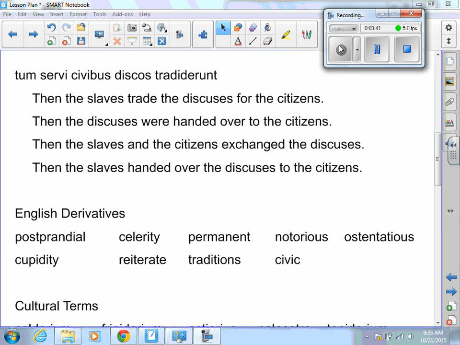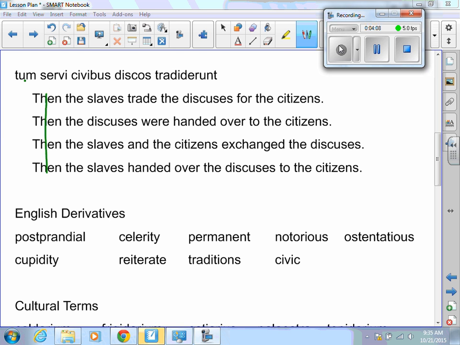There are several questions where they're going to give you the Latin sentence, and they're going to give you 4 choices to translate that Latin sentence. As you see this one, we have tum servi, quibus discos tradiderunt. Then we have 4 choices, 1, 2, 3, 4. Very important that we understand what the difference between the choices is. I have tum, all of those thens are the same, so nothing different.